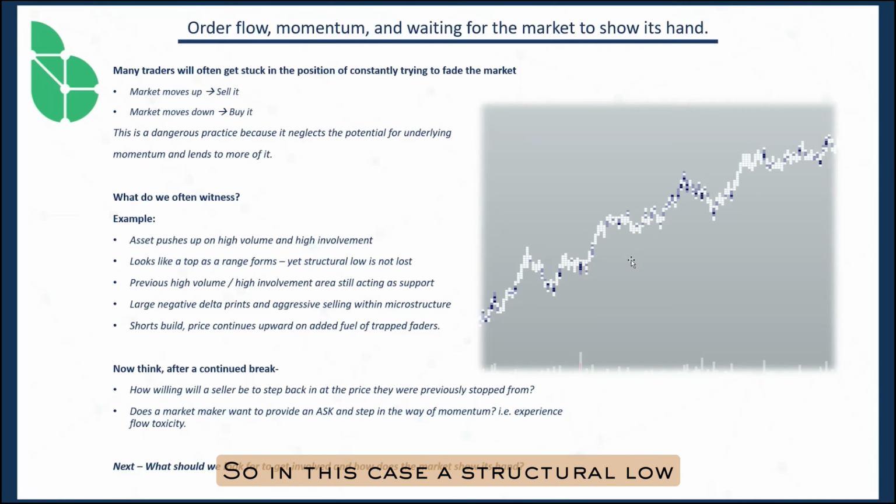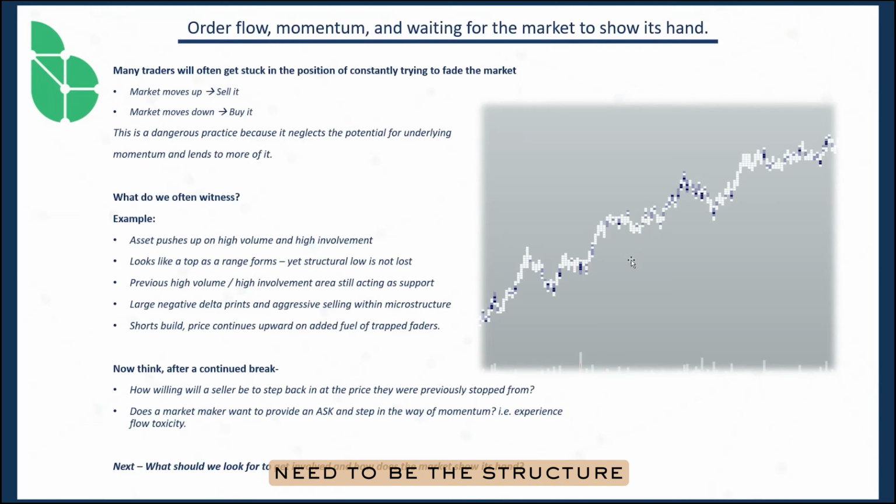Okay, so in this case, a structural low doesn't necessarily need to be the structure in which the range is forming. It could be the structure of the preceding high volume impulse that occurred before this new impulse. So, there's times when we talk about backside entry.